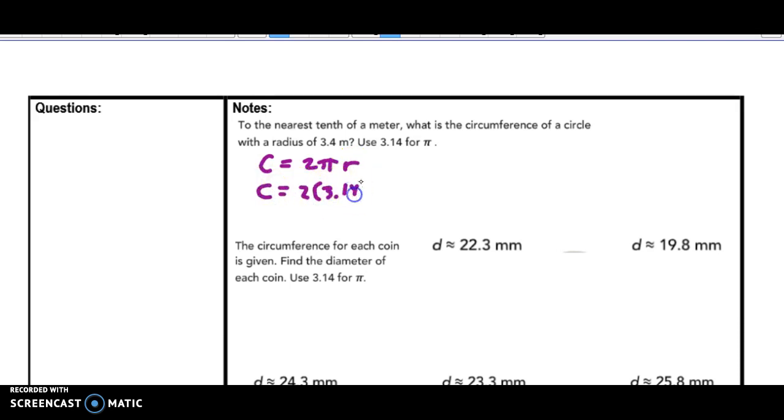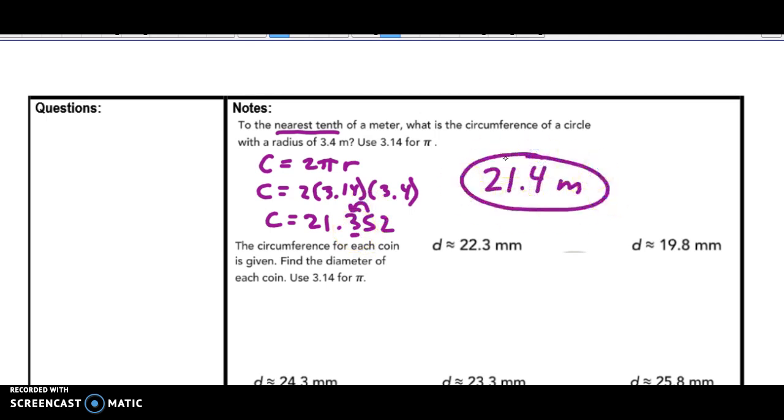I know that for pi I'm going to use 3.14, and I know that radius r is 3.4. So my last step is just to multiply it all out. So I have 2 times 3.14 times 3.4, which gives me 21.352. Now I need to know to the nearest tenth, so now I'm going to round. If this is the tenths place, the 5 tells me to round that 3 up to a 4. So this will be 21.4 meters would be the circumference.